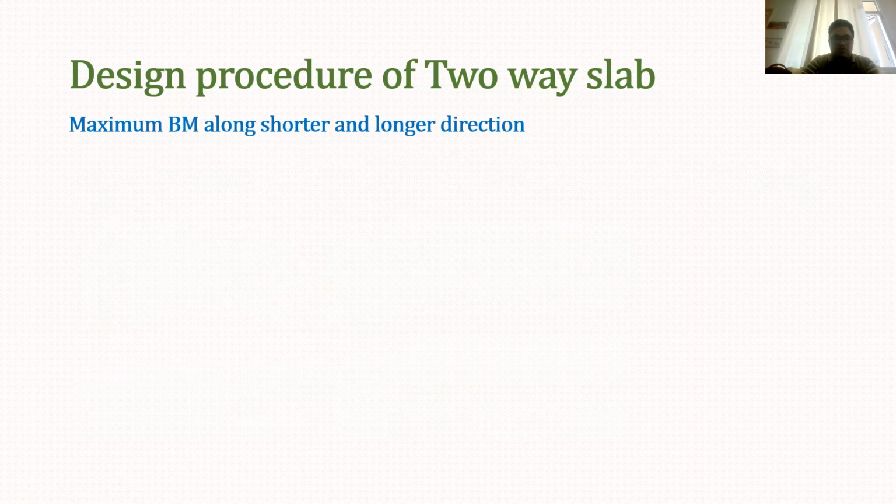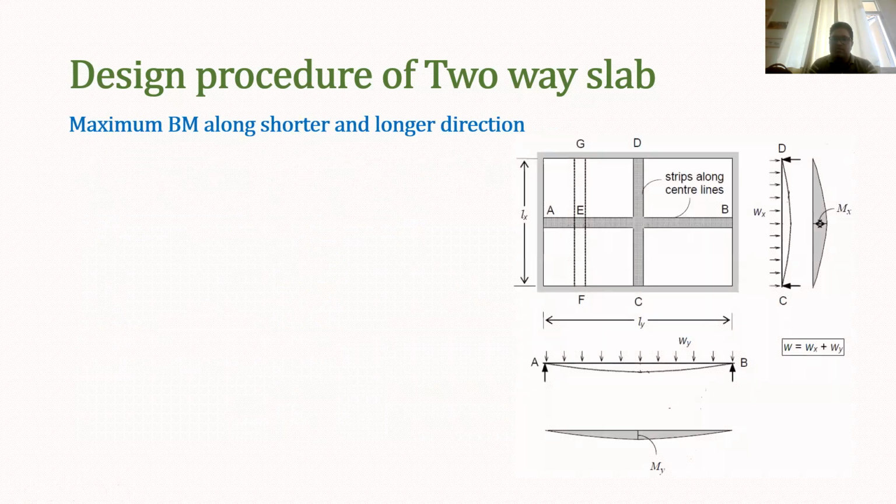Similarly, if we want to find out the maximum bending moment along the shorter span and along the longer span, as I said, we generally have strips along the shorter span and longer span, and we calculate bending moment for the unit strip. So if we consider the strip for the shorter span, then the bending moment along the shorter span will be considered as Mx. Similarly, for the unit strip of the longer span, we will have bending moment as My.